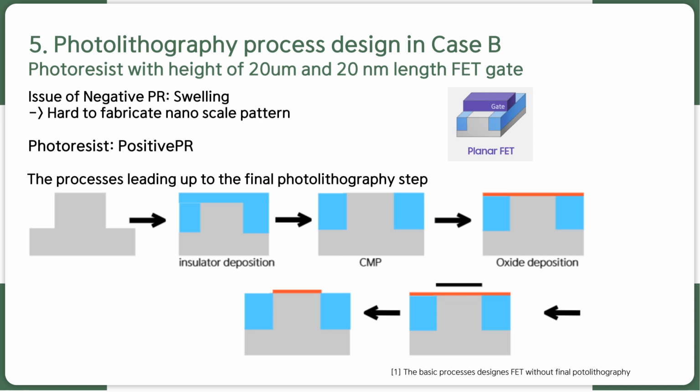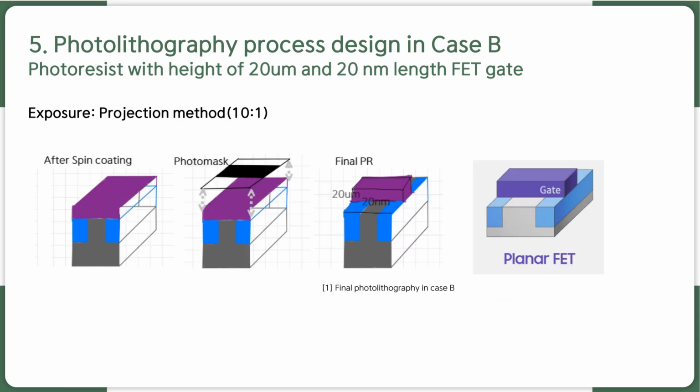This is the process before the final photo process step. Insulator deposition is performed on the wafer, and CMP is performed, followed by oxide deposition and exposure. This is the final photolithography step.